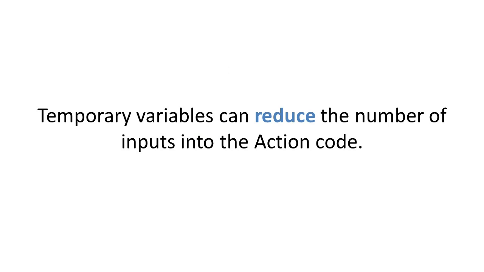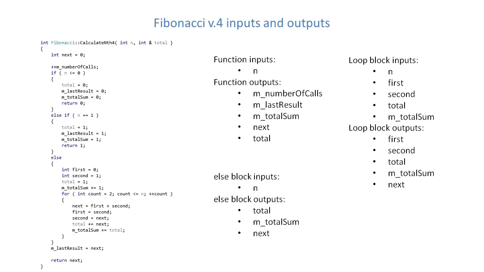Temporary variables can therefore reduce the number of inputs into the action code. One of the great causes of complexity is having too many inputs and outputs. A function transforms inputs into outputs, but when there are several, this becomes a very complicated transformation, made worse when there are temporary variables and access to member variables and object data.